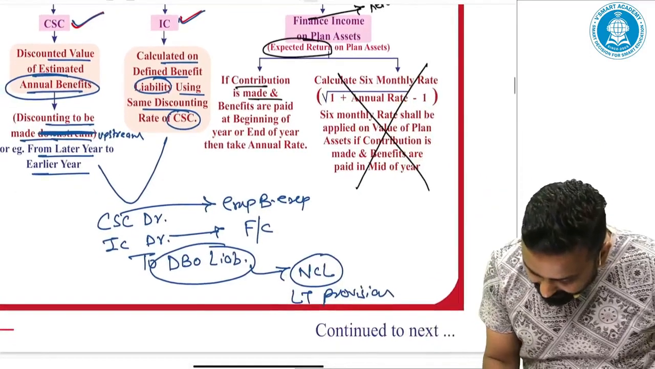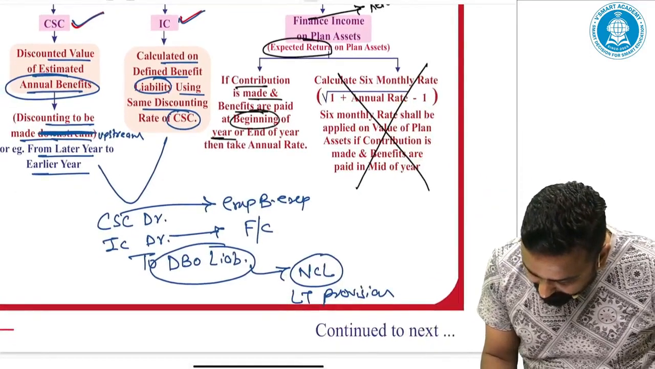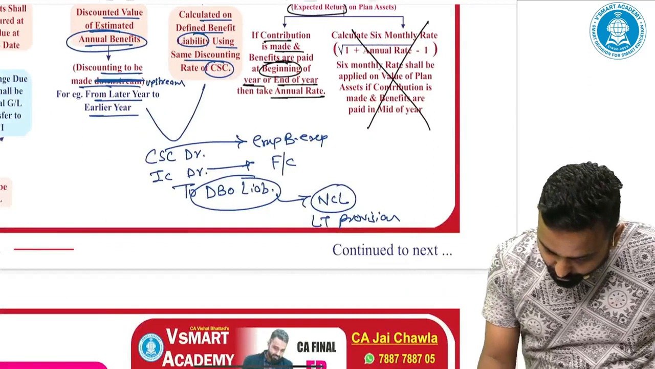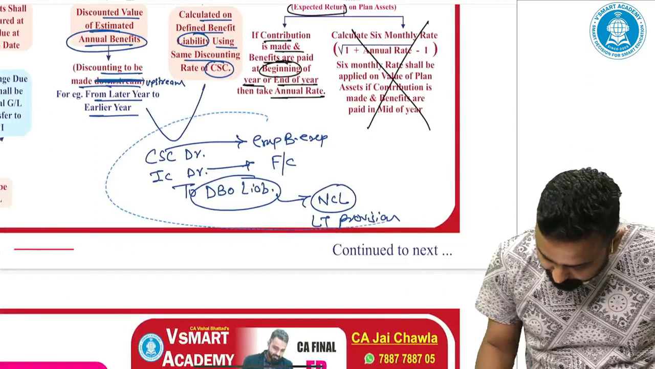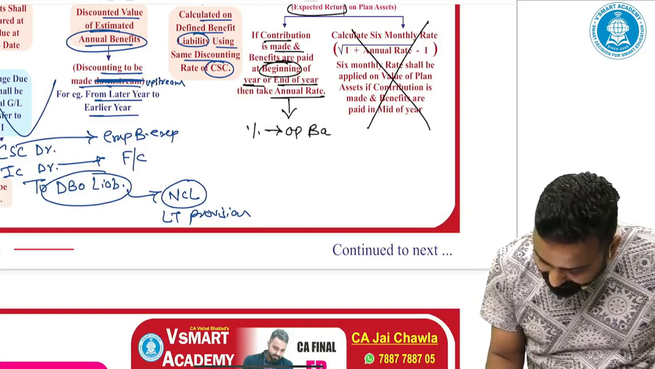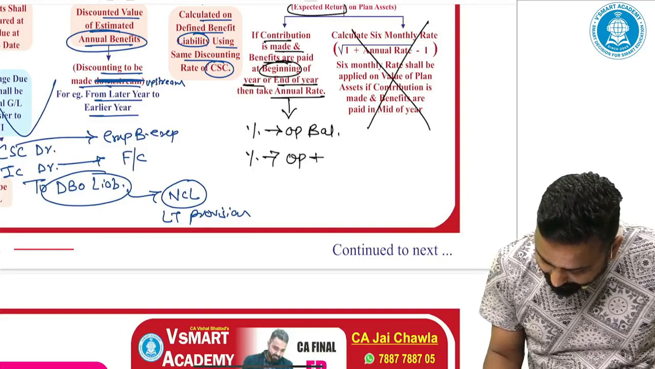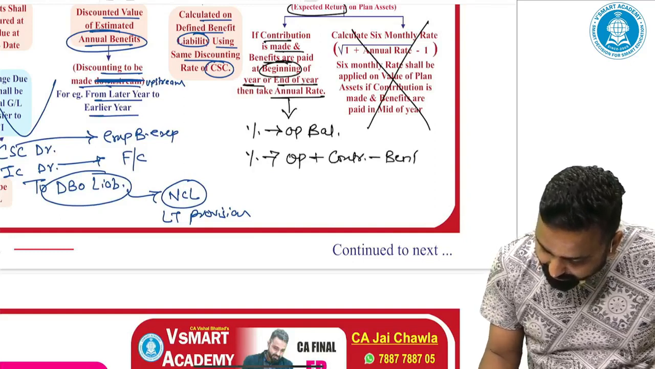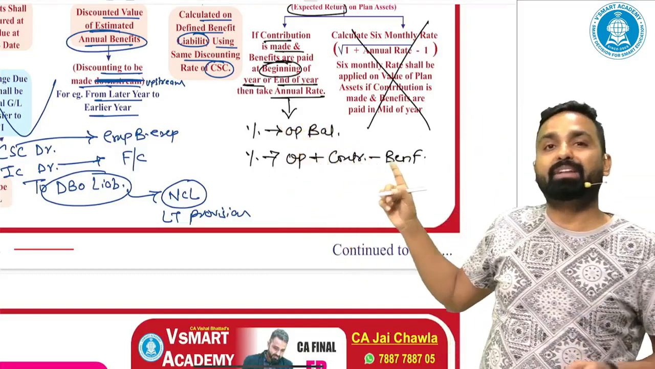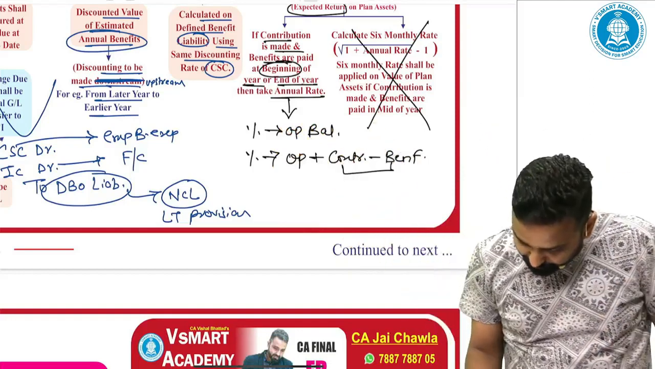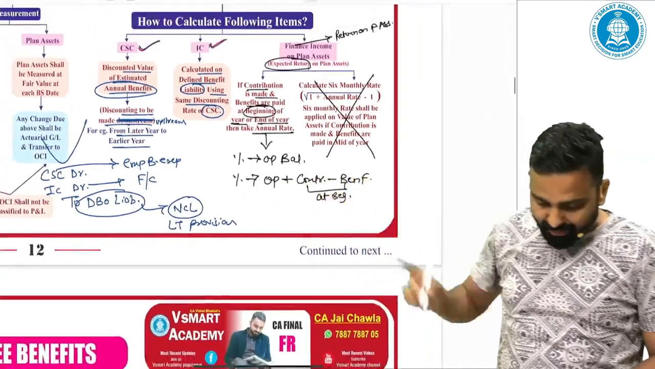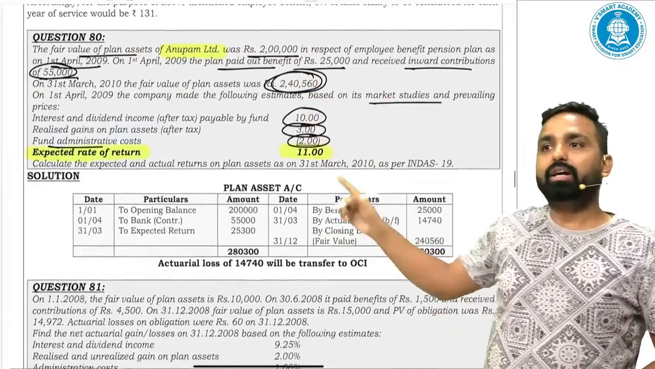So if the contribution is made and benefits are paid at the beginning of the year or at the end of the year, then take the annual rate. You just understand whether the rate is to be applied on the opening balance, or on the opening balance plus contribution minus benefits. It depends. Whenever the contribution and benefits are paid at the end of the year, you apply the rate on the opening balance. And if you are paying them at the beginning, then apply the rate on the adjusted balance. So this is how you calculate the income portion.